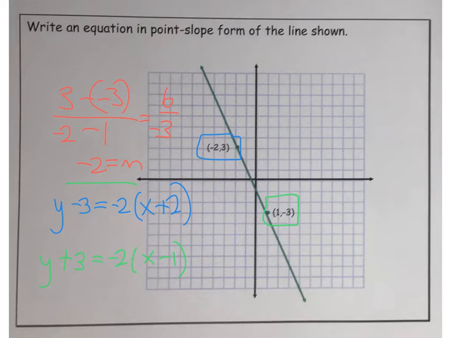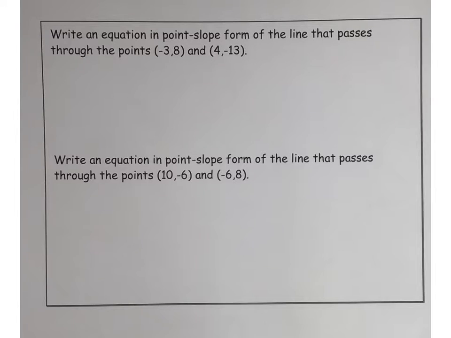Then after you do that, this one is going to be using the blue point that I went ahead with, and this one here is going to be using the green point. And they both come out to the same answer in slope-intercept form. And this is the same thing, just without the graph to use.